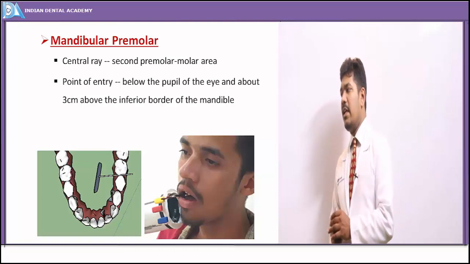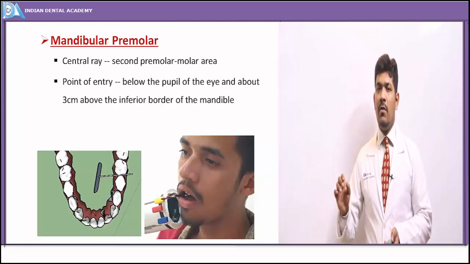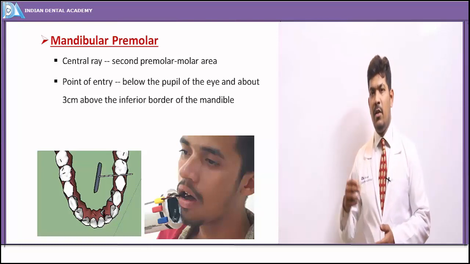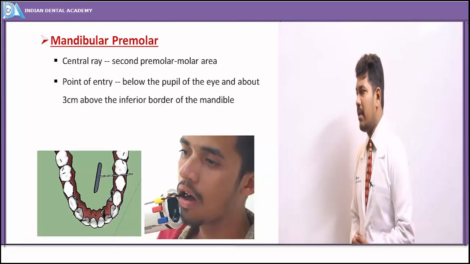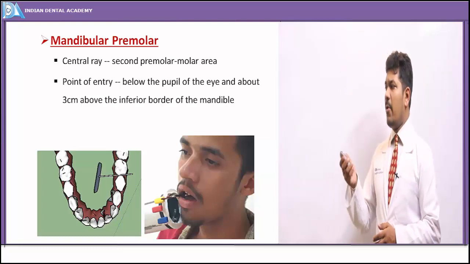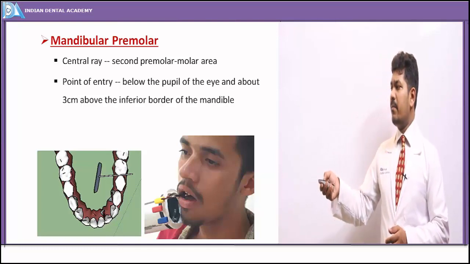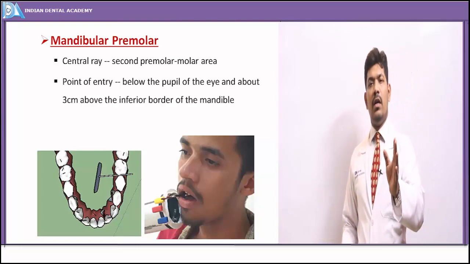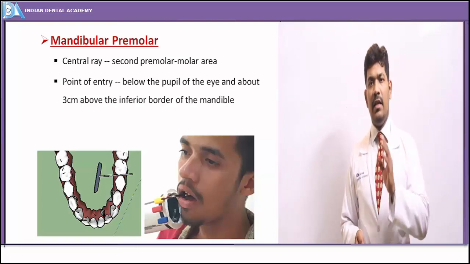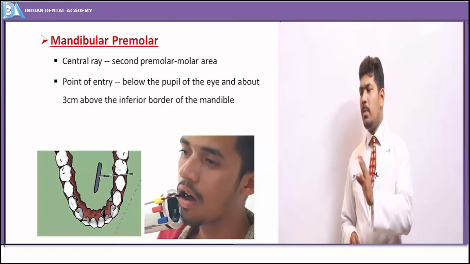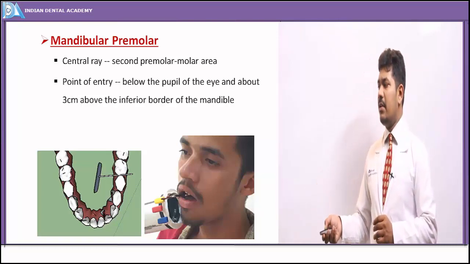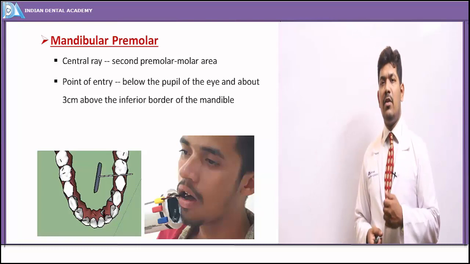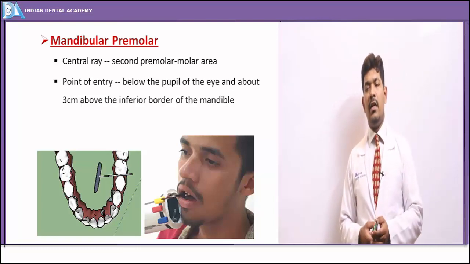So in this particular projection, we take the contact point between the second premolar and the first molar, and then point a central X-ray beam through it in that specific X-ray image. Now for the point of entry, we drop a perpendicular from the pupil of the eye, asking the patient to stare straight, and this again hits the inferior border of the mandible. Now 3 centimeters above the inferior border of the mandible would be your entry point extraorally for your central X-ray beam.